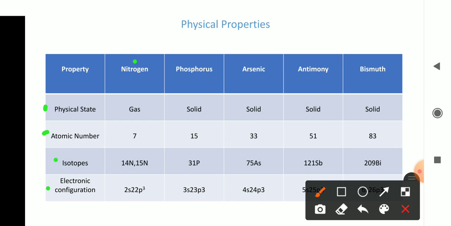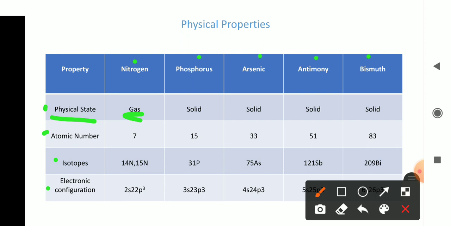Now come here, the elements are nitrogen, phosphorus, arsenic, antimony and bismuth. First let us see physical state. Physical state in the sense, as you know already, we have to represent whether the elements are solid, liquid or gas. Dear students, in group 15, the only gaseous element is nitrogen. Nitrogen only is a gas. All the remaining elements are solid in nature. Phosphorus is solid, arsenic is solid, antimony, bismuth, everything is a solid. So the only gaseous element present in group 15 is nitrogen.